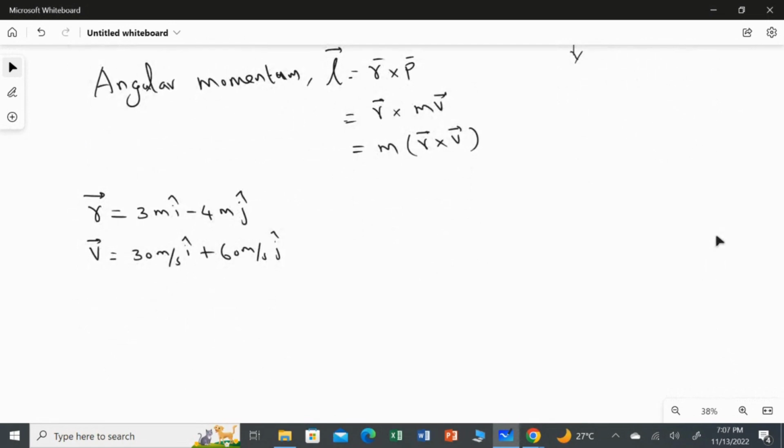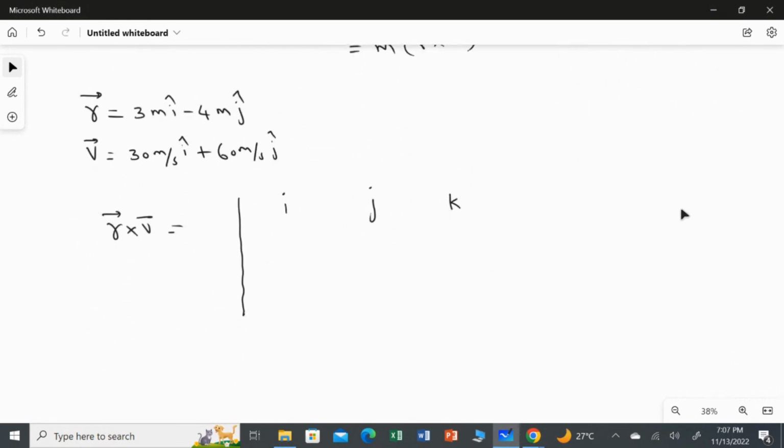So first of all, I'm going to find r cross v. So what is r cross v? It is equal to the i j k determinant, right? So I'm going to write the ijk for r as well as v. First we will take the position vector r. What is the i component of this r? Which is 3 meter. And what is the j component of r? Minus 4 meter. And there is no k component, so I have to put 0, right?